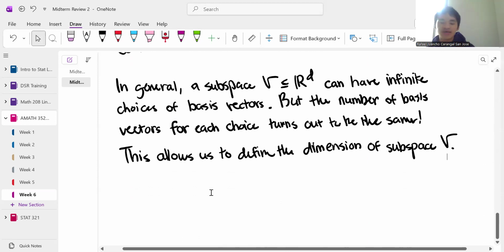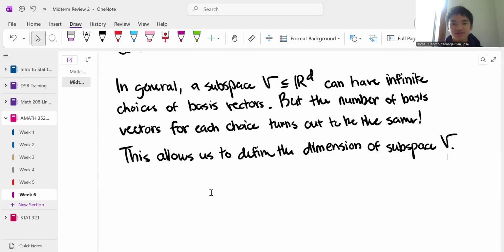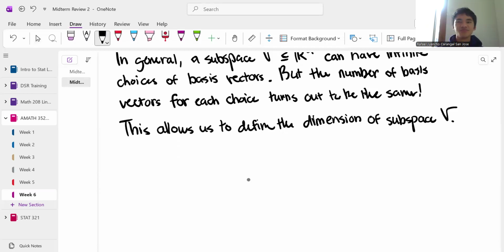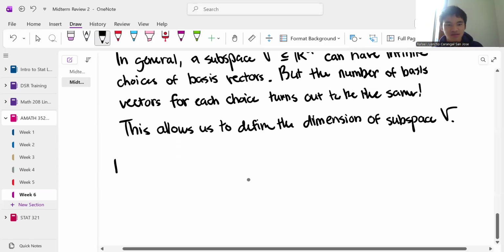Here's the key part. The number of basis vectors, so the number of vectors that we have, is somehow related to the dimension of the subspace, just like how the number of components of our vector is related to the dimension of the vector, right? So let me just do it. Here is the actual definition of this thing.